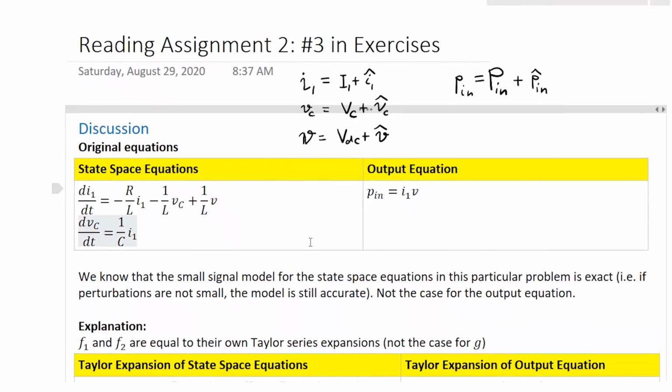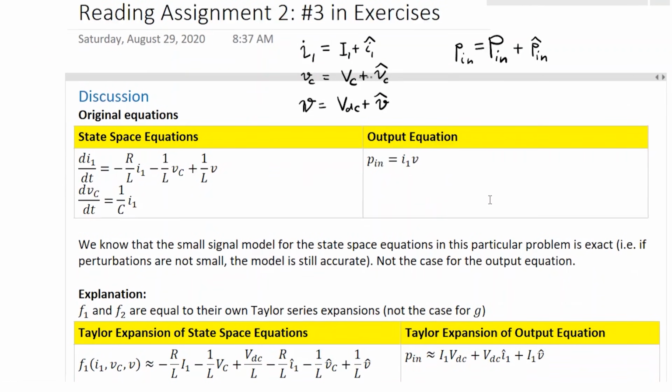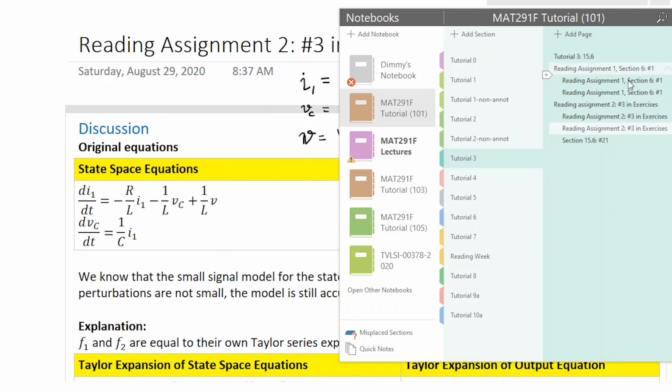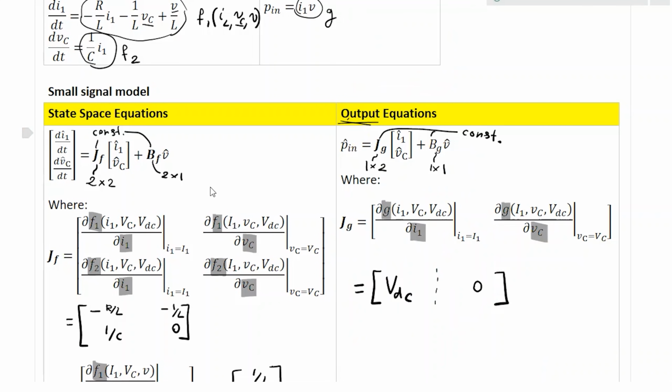Approximations come when we're turning a nonlinear equation into a linear equation, essentially. Here's where it happens. And it happens actually, in this case, only for the output equation, and it doesn't happen for the state space equation. So for the state space equation, when we got our small signal model, we didn't actually make any approximations. It's going to be exact no matter how large the perturbation signals are. So if this V hat is very large and making these perturbations very large as well, the model is still valid. It's not the case for the output equation.